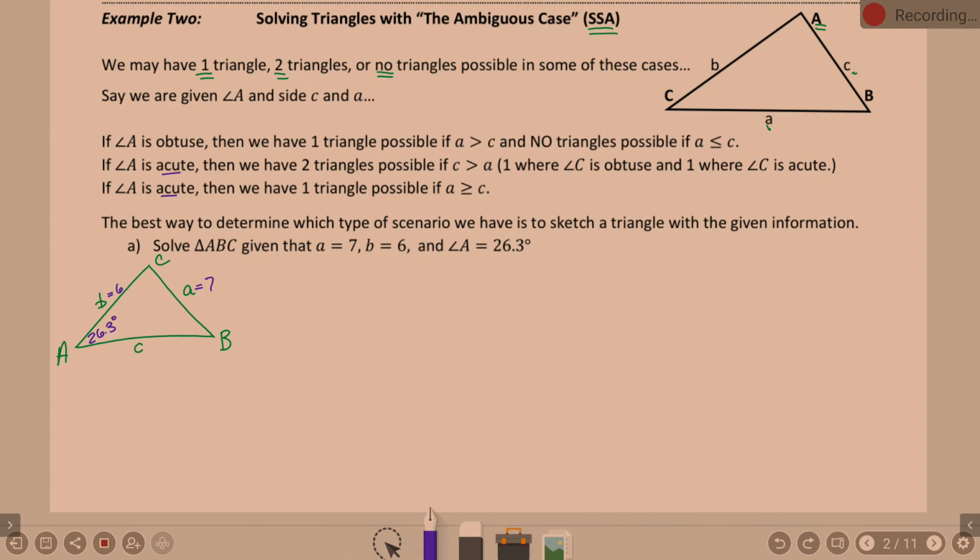And what do we know? The side across from it is greater than the other given side. So we're looking at this bottom scenario here, where in that example A was greater than C, and in this case we're given B. So how many triangles are supposed to be possible? Just one. We're starting off basic here. Nothing fancy.